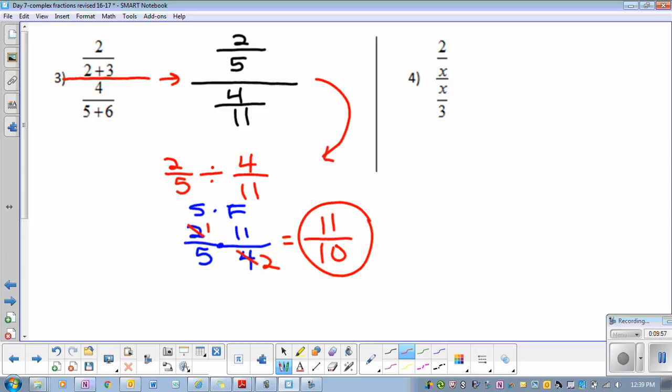All right, so you guys try the next one, please. Just remember you need to draw that line just a little bit longer. It will help.